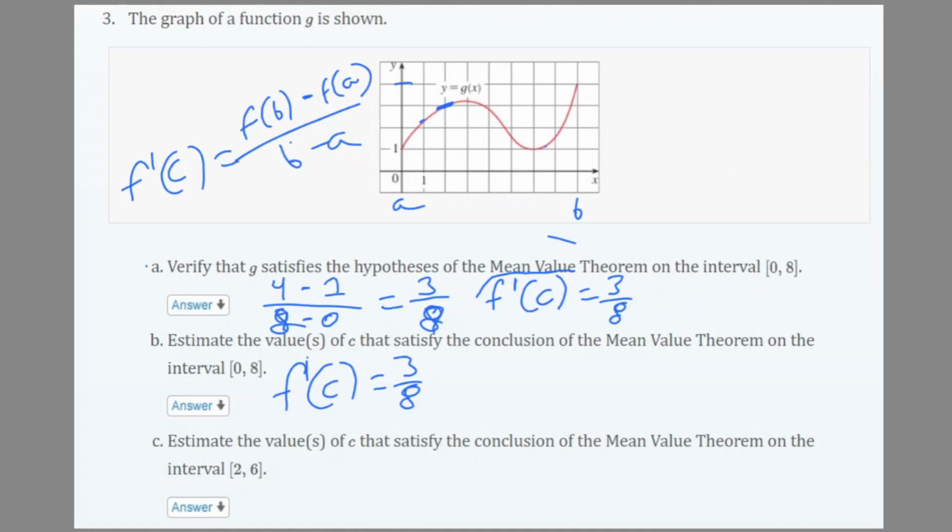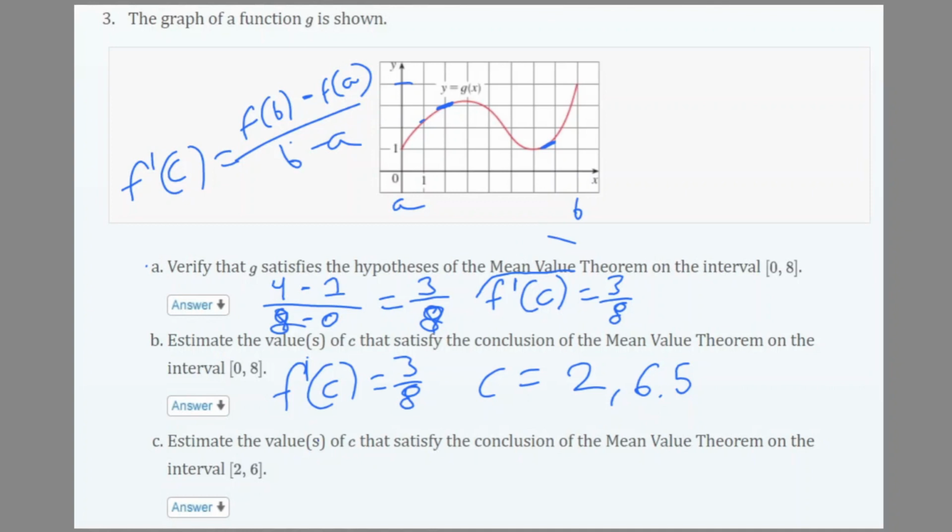And I would also say the slope over here is 3 over 8, so our C value answer would be 2, and this would be 6.5. So the thing for B is that the answers are sometimes subjective, since you're kind of eyeballing it, but most times, as long as you're within the realm, you'll get it correct. And now we go into C.